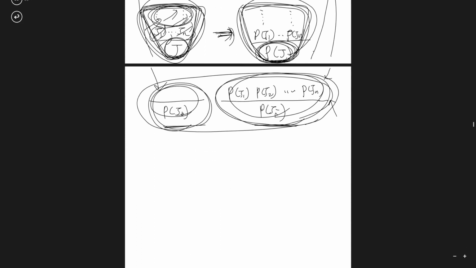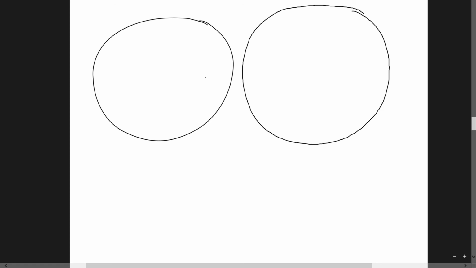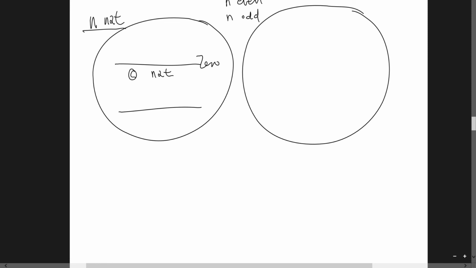So let's see a concrete example. Earlier, we considered two systems of inference rules for judgment nat, and two judgments even and odd. So for this judgment, we have two inference rules. 0 is nat, so this is the 0 rule. And we also have this inference rule, n nat leads to successor n nat. This is the successor rule.